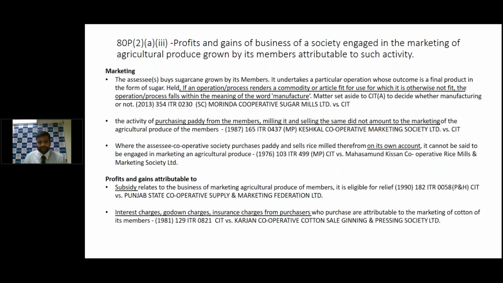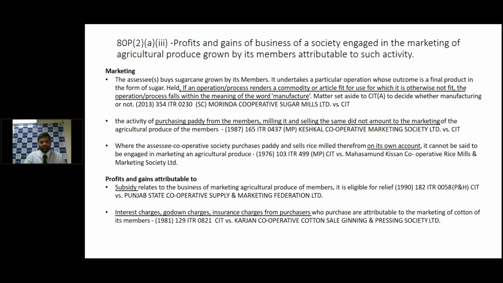However, in case of sugarcane, matter came up before the Punjab and Haryana High Court full bench, which was in case of Bundelkhand. There the court held that processing of sugarcane to produce sugar amounts to marketing, therefore eligible for deduction under section 80P(2)(a)(iii).